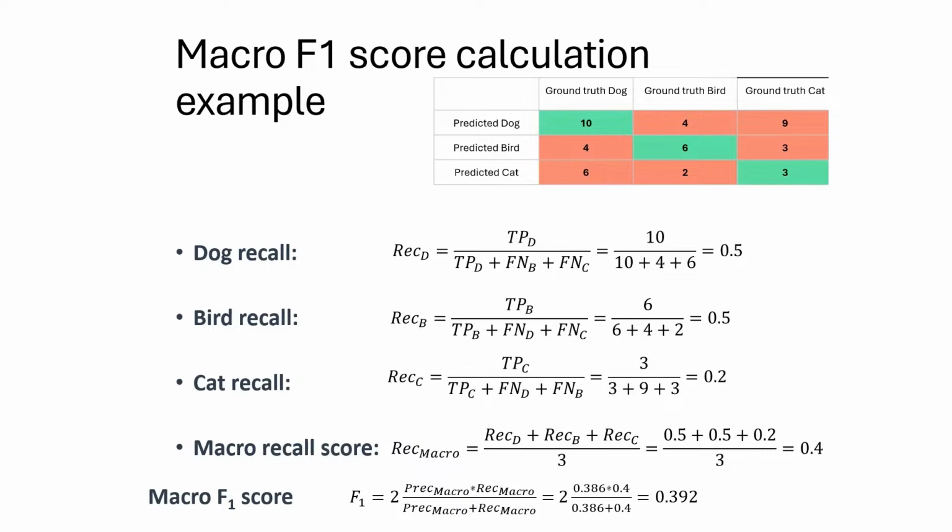That's a recall. The average recall, so the macro recall score, is the average of the 3 recalls. And the macro F1 score is the macro precision multiplied by the macro recall, divided by the sum of both, like F1.